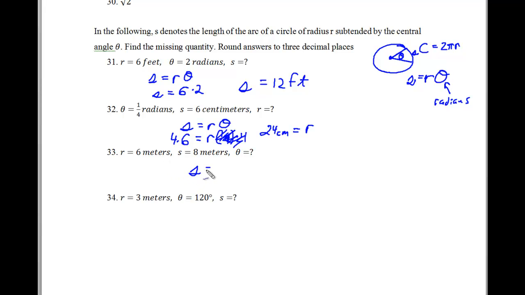Alright, so s is equal to r times theta here. So here we know our little crust edge, or that little arc length, is 8 meters long. We know that the radius is 6 meters long, but we don't know what the theta is. So what we're going to do is divide both sides by 6. So what we have here is theta is equal to 8/6, which is, since we're supposed to round to 3 decimal places, 1.333 radians.